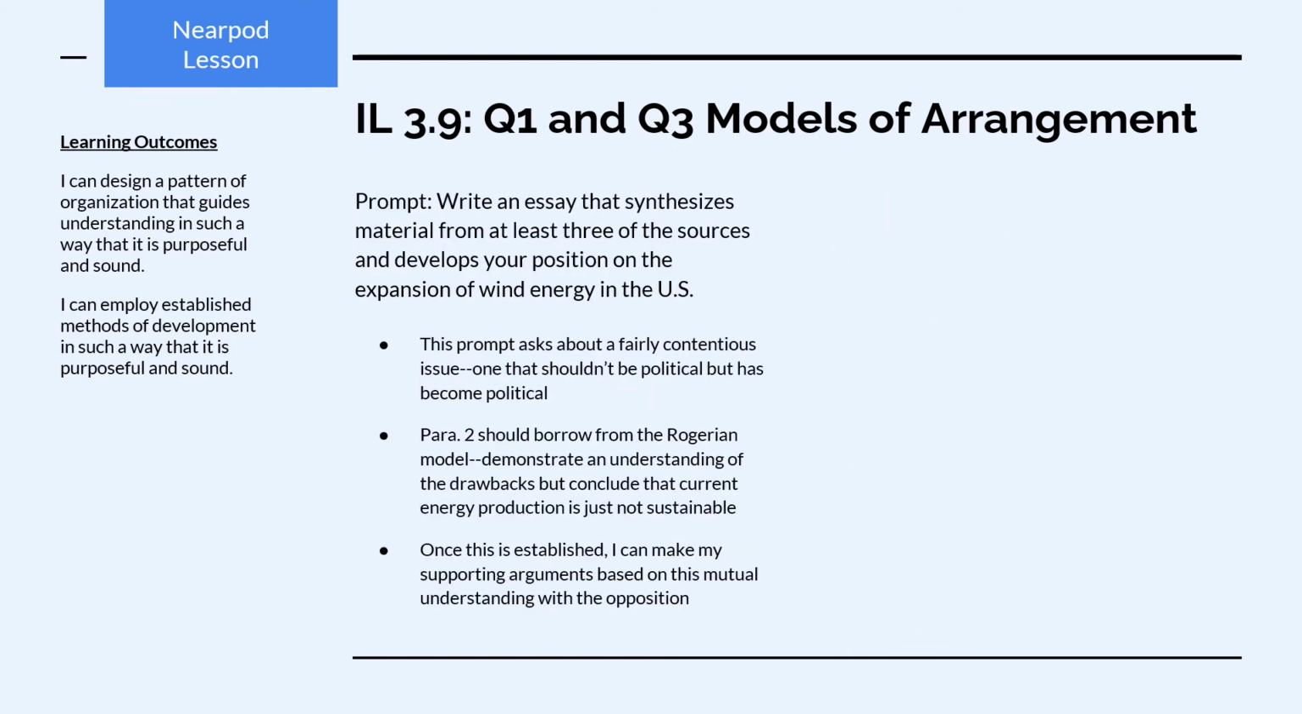Let's look at a sample prompt here. This is from the Q1 that we wrote in the first quarter. This was the one about wind farms. It says, write an essay that synthesizes material from at least 3 of the sources and develops your position on the expansion of wind energy in the U.S. So it's all about your position on the expansion of wind energy.